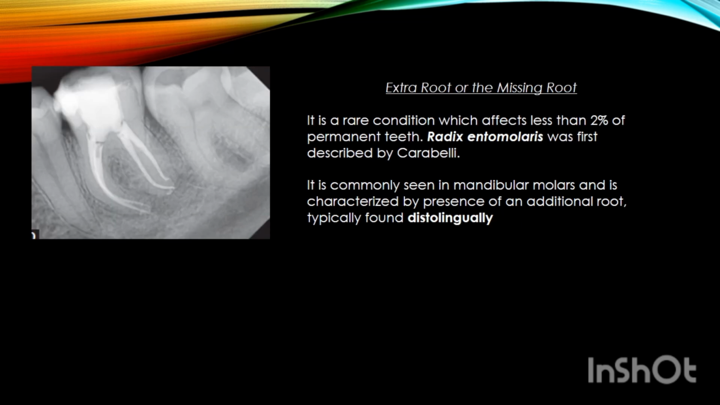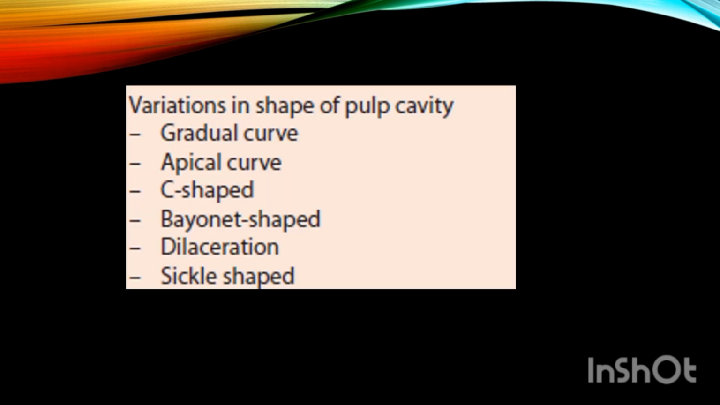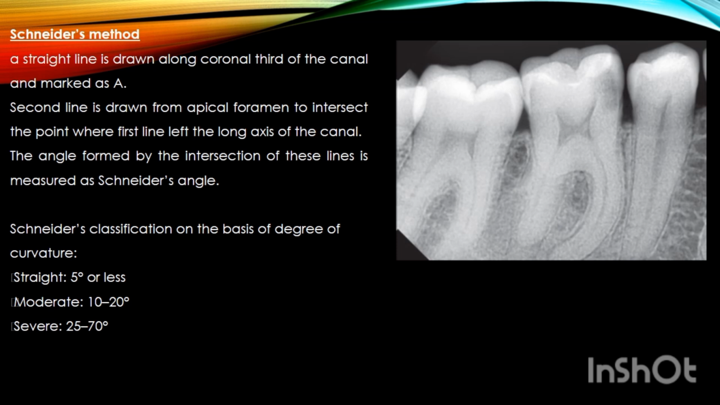And also sometimes a tooth might have an extra root. That extra root is called radix entomolaris, which is again mostly seen in mandibular molars, especially the distolingual root of mandibular molars, which is more likely to occur as an extra root. Now for variations in the shape of the cavity, what are the different variations that you might encounter in the shape? So we have curved canals.